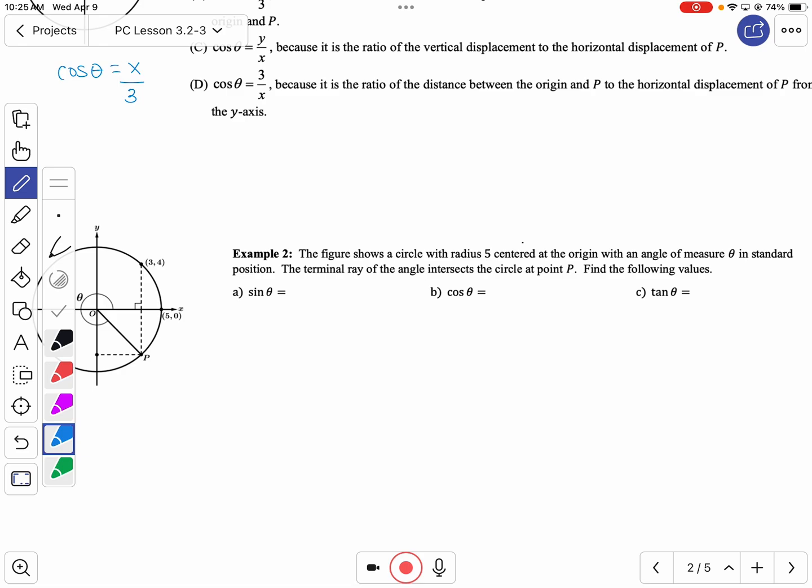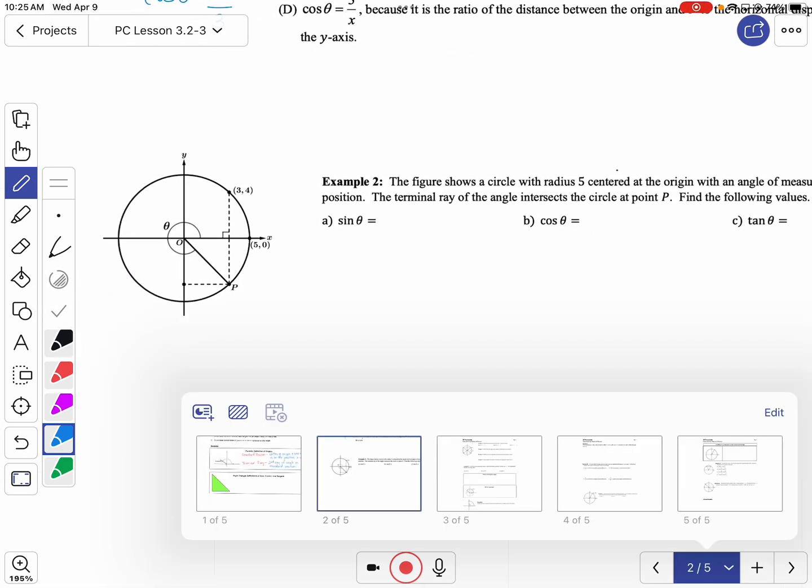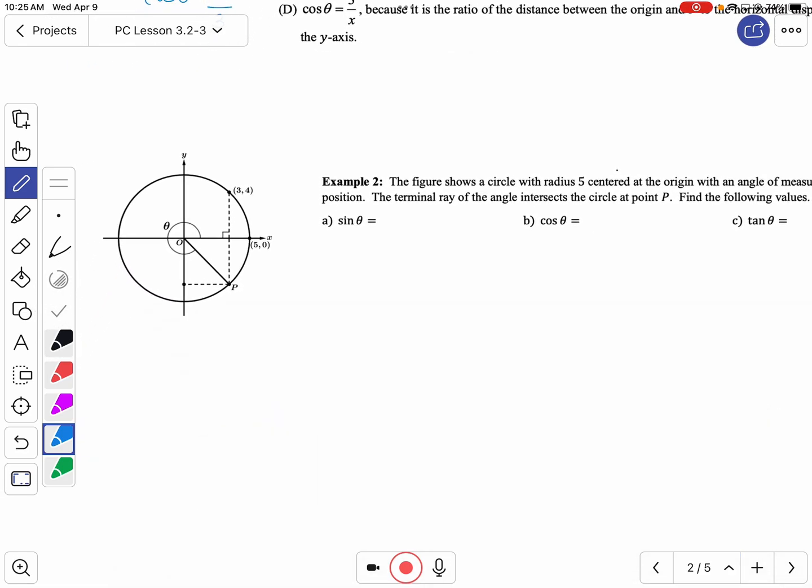Now, I want to show you something. They have moved my triangle. Which quadrant did they move it to? The 4th quadrant. So when they move it to the 4th quadrant, we're going to use what's known as a reference angle. We're going to move our theta inside that right triangle. This is point P.